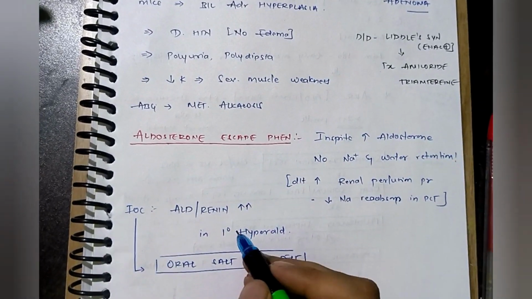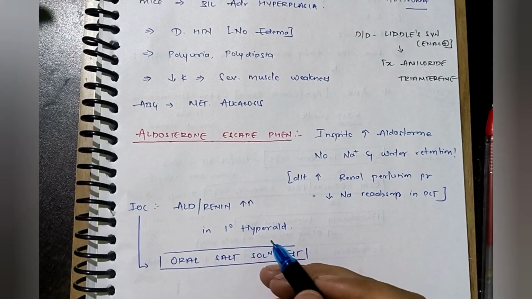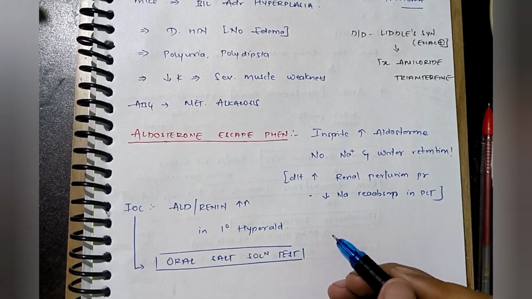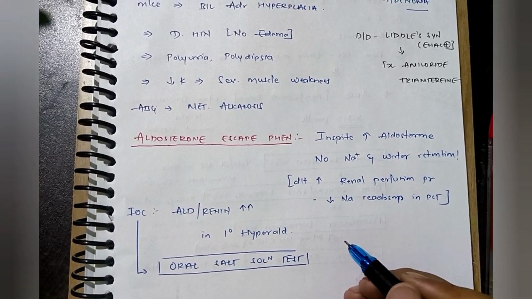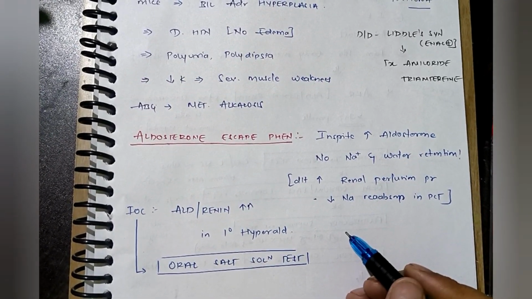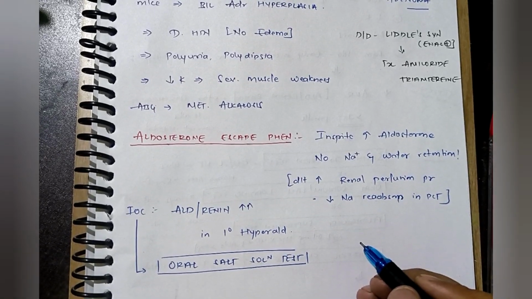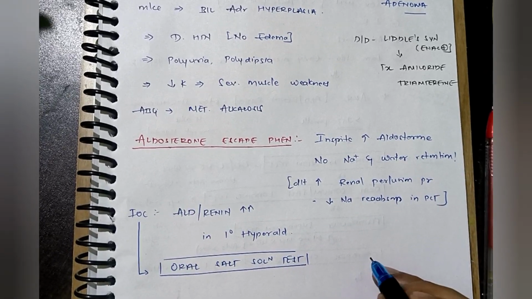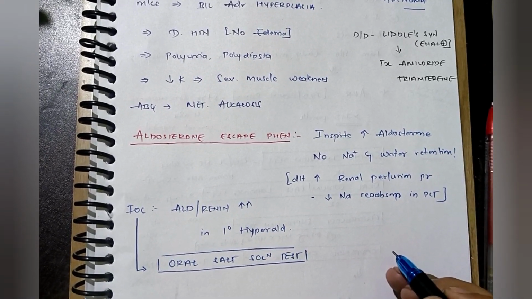There's something called the aldosterone escape phenomenon. What happens in that? In spite of increased aldosterone, which should cause sodium and water retention, there is no sodium and water retention. Okay, why does this happen? Because there are multiple mechanisms. Because there's increased renal perfusion pressure, sodium reabsorption is decreased in the proximal convoluted tubules.